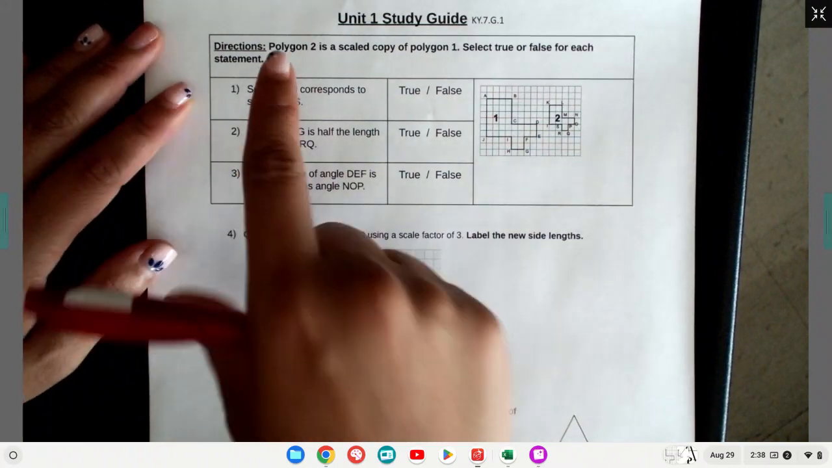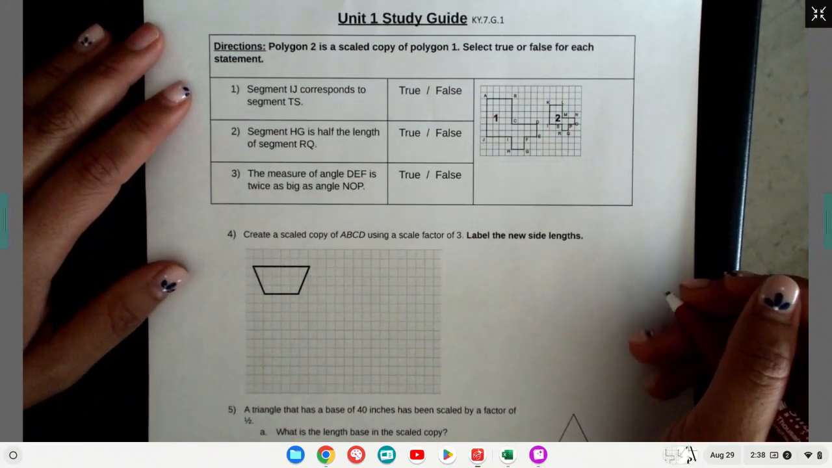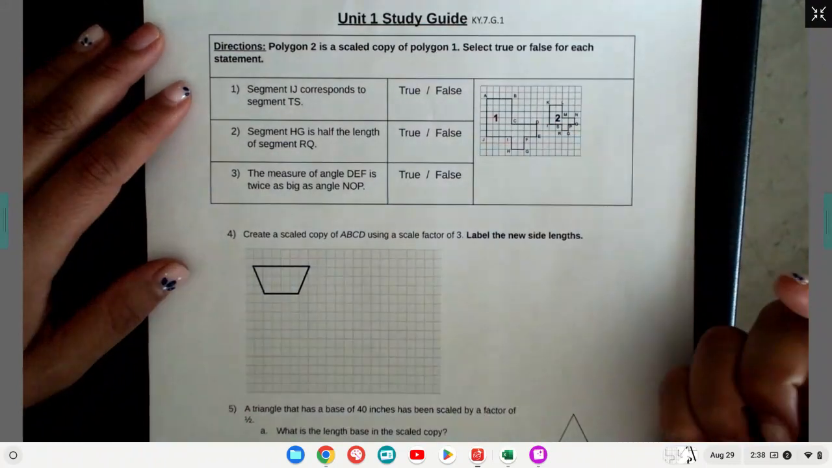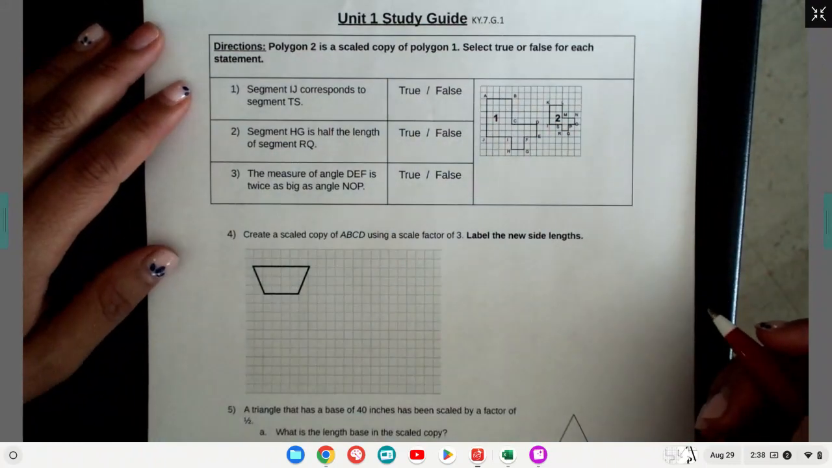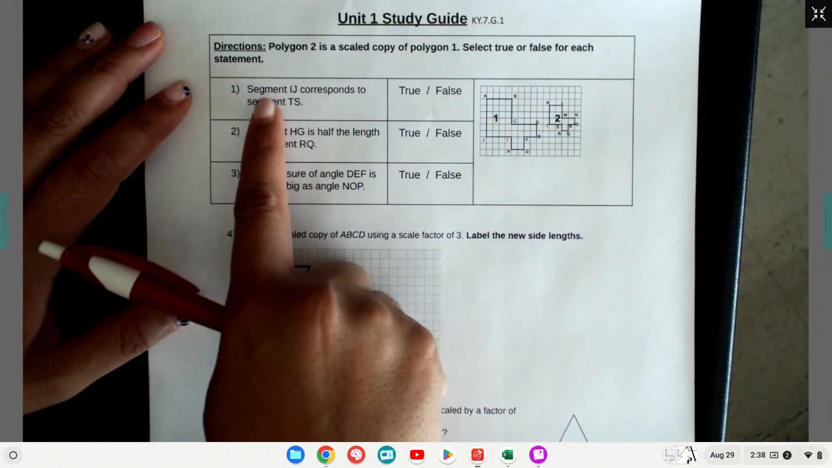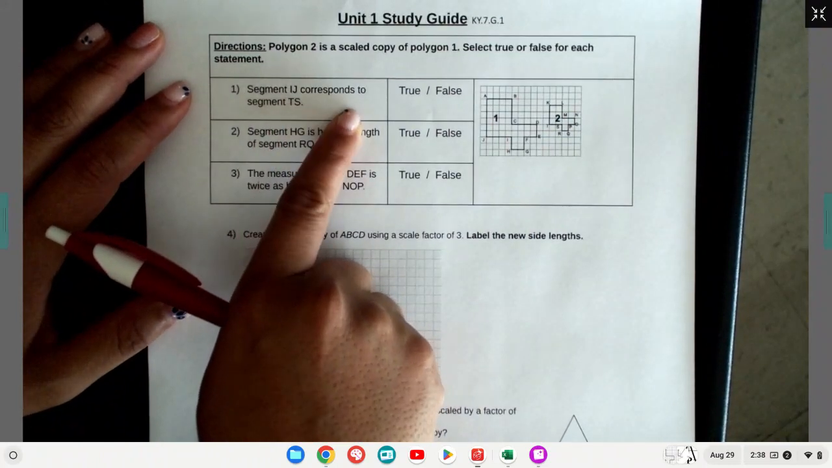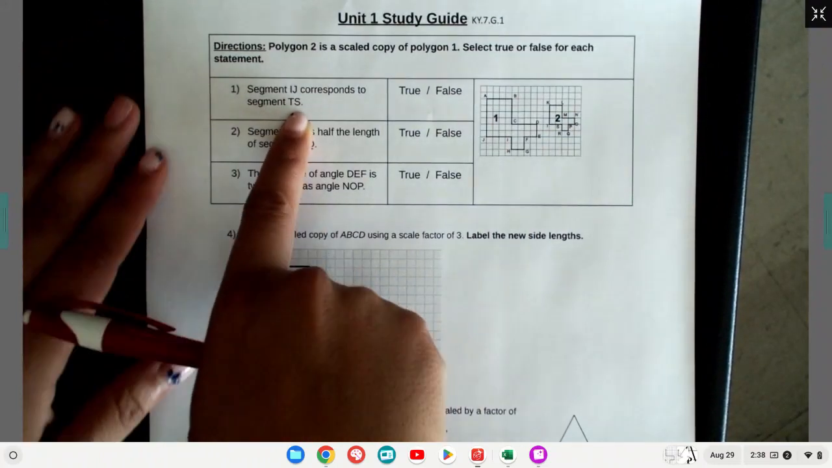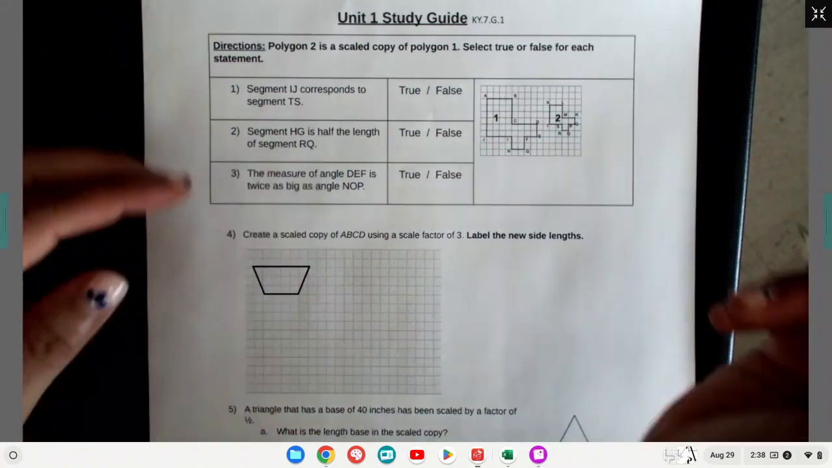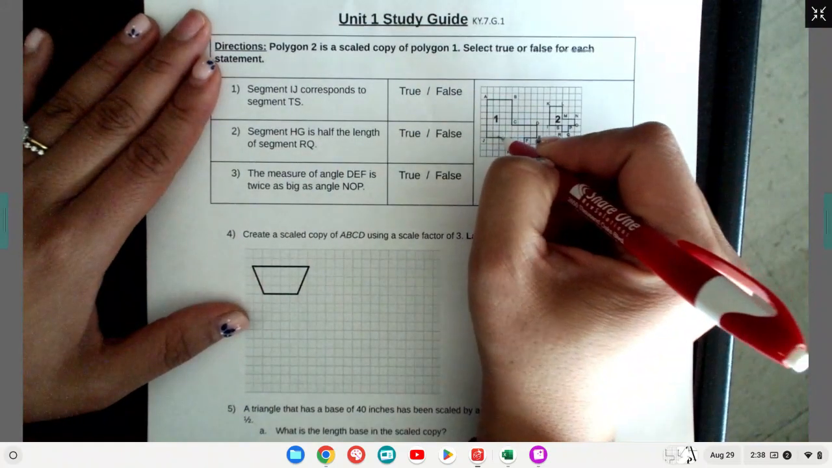So this says Polygon 2 is a scaled copy of Polygon 1. Here's Polygon 2, here's Polygon 1. They are scaled copies. Select true or false for each statement. This says, number 1, segment IJ corresponds to TS. So I'm going to take my pen and I'm going to go over IJ.